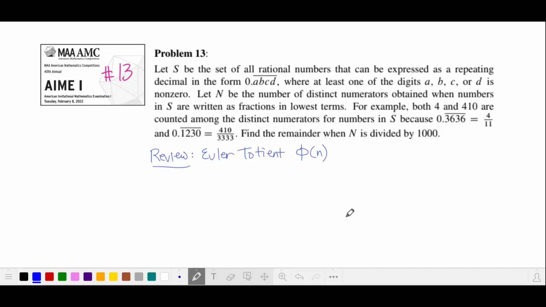I'm going to begin with a brief review of the Euler totient function. To skip this and go straight to the solution, look for the bookmark in the video description.